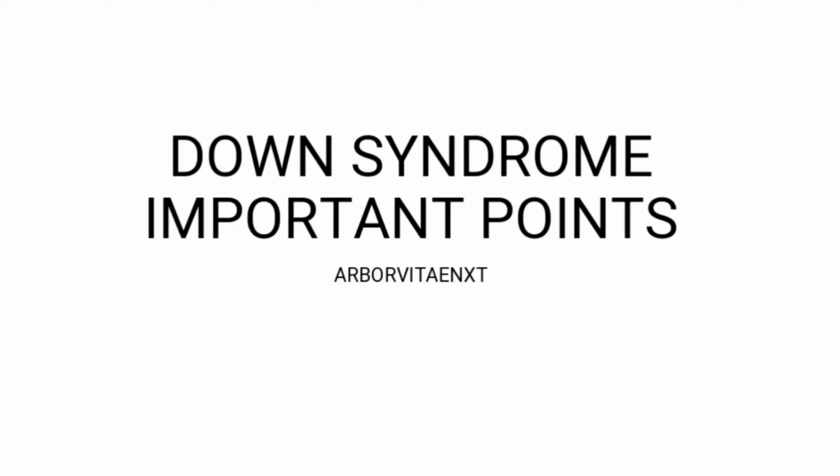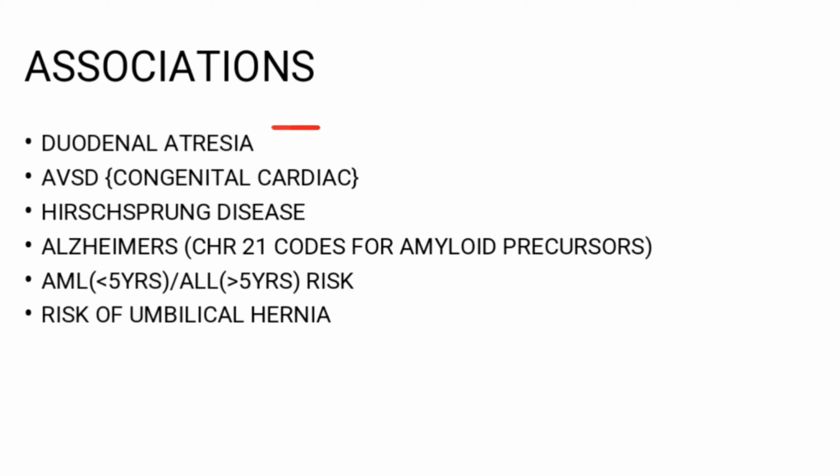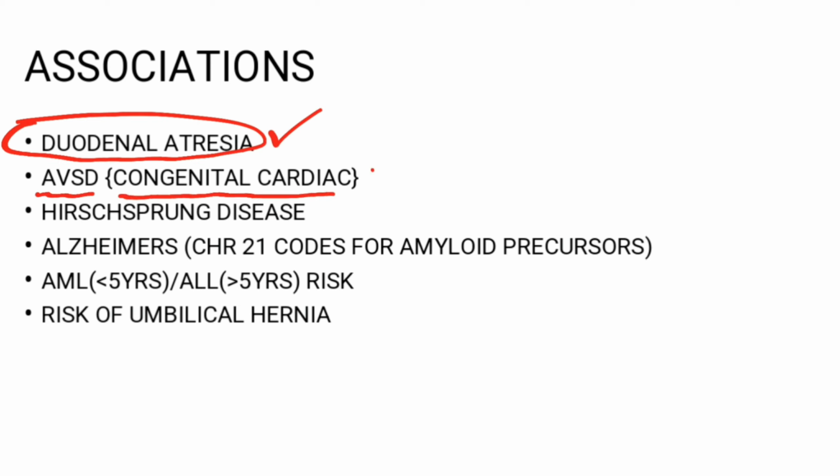Here are some important points regarding Down syndrome which are again and again asked in competitive exams. Some associations that are related with Down syndrome are duodenal atresia, then we can see atrioventricular septal defect, which is a congenital cardiac defect, and Hirschsprung disease, which is also associated with Down syndrome.